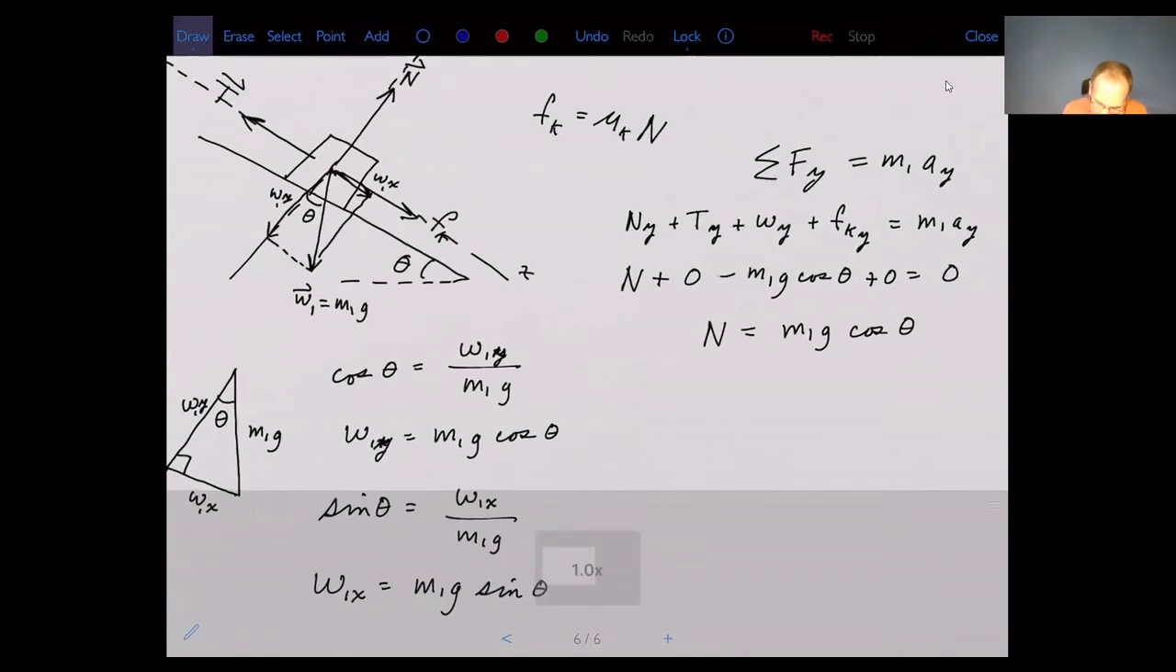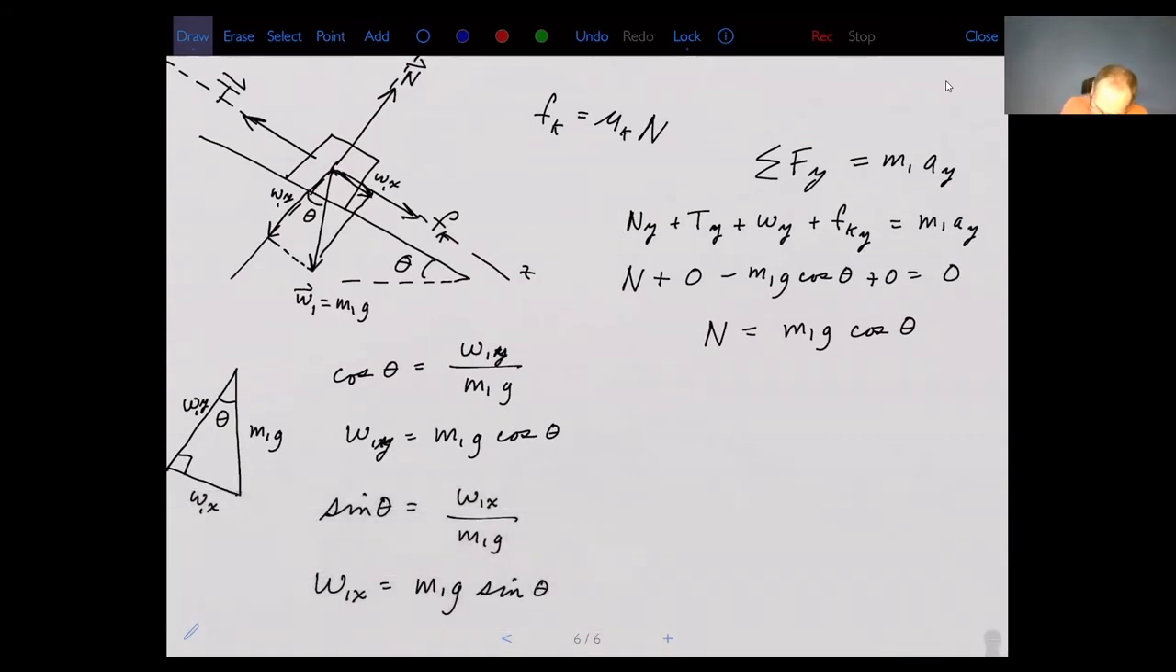Okay, now let me go to the x direction. So in the x direction, I have the sum of the forces in the x equals m1ax. So again, I want the x component of the normal force, the x component of the tension, the x component of the weight, and the x component of the frictional force. That's got to equal m1ax. Well, what's the x component of the normal force? Since the entire normal force is in the positive y direction, none of that vector is in the x. This is 0.